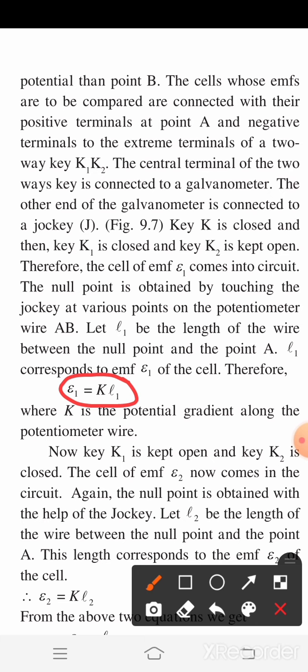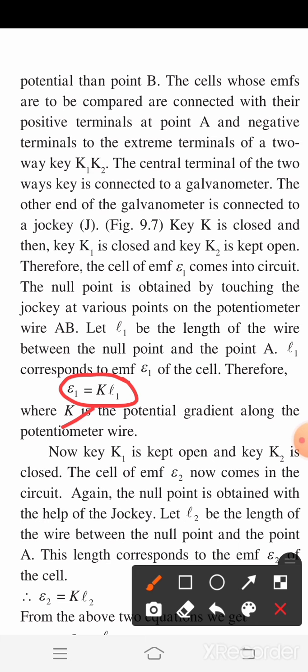Potential difference across any portion of the wire is directly proportional to the length of that portion. Therefore, the potential difference, which is nothing but the EMF, is E1 equal to K into L1, where K is the constant known as the potential gradient along the potentiometer wire. Potential difference per unit length is known as the potential gradient, denoted by the symbol K. Therefore, E1 is equal to K L1.